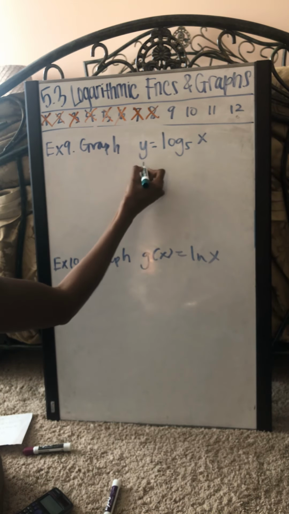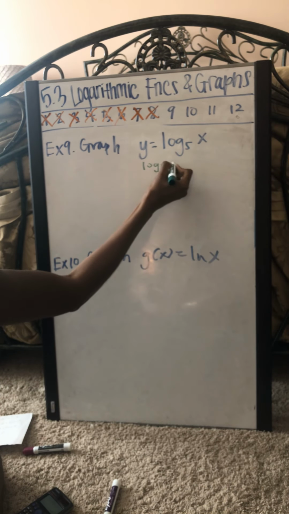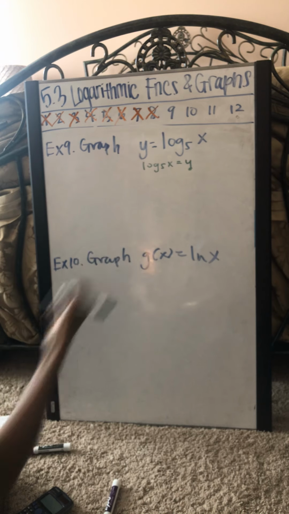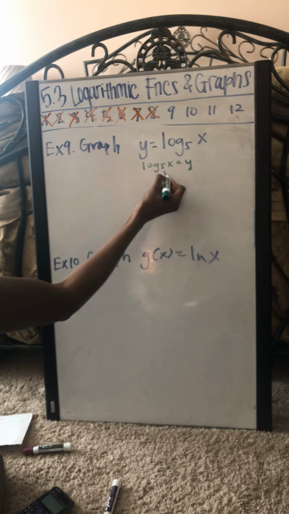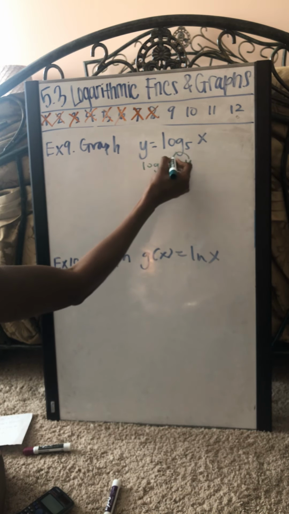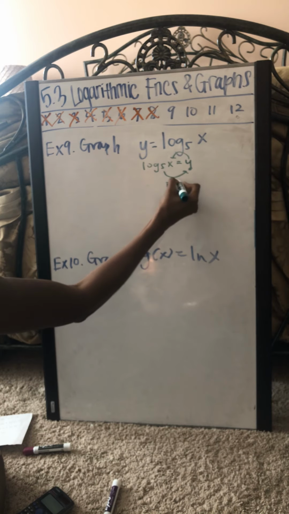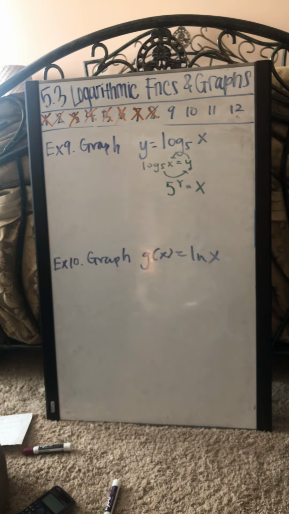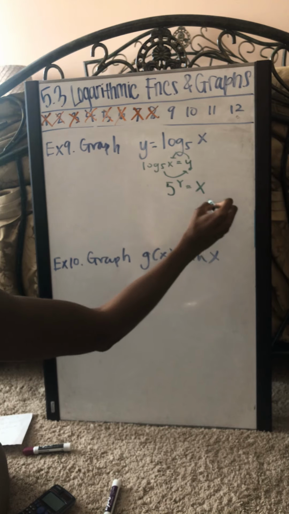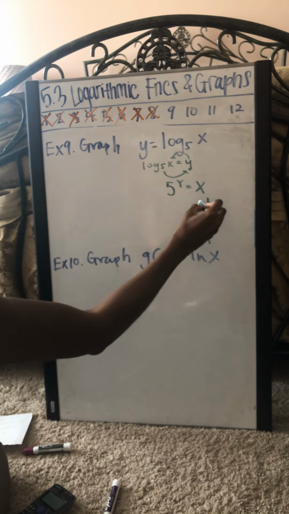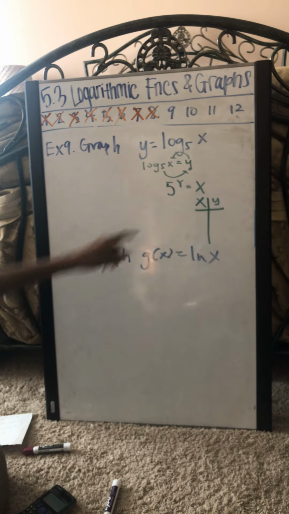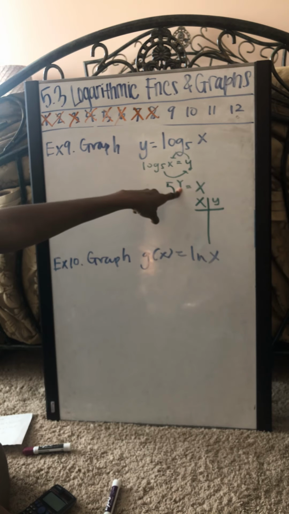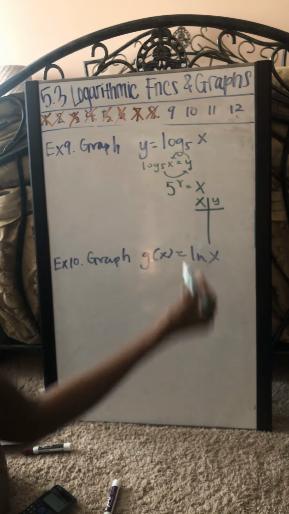If you want, you can change the order and write it like that. So now it's going to be 5 raised to the y is equal to x. Okay, and now that's in a form that we are used to. So essentially, we can make our t-chart just like we did on example 1 and go from there. It would be easier to plug in values for our y because then it'll spit out the x.